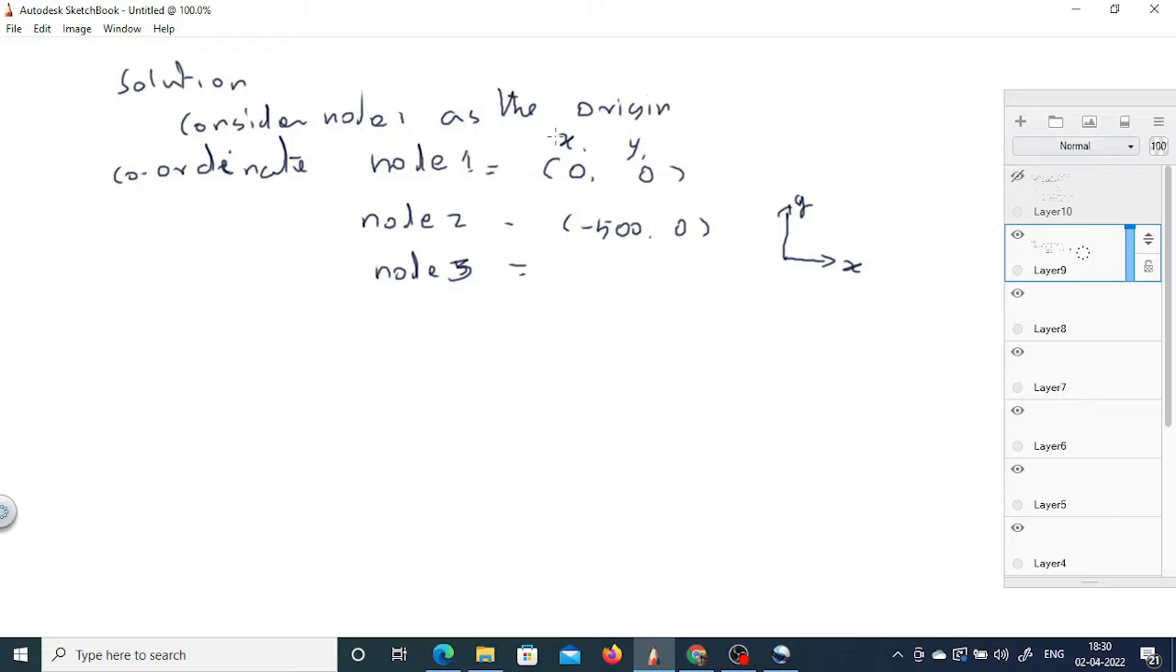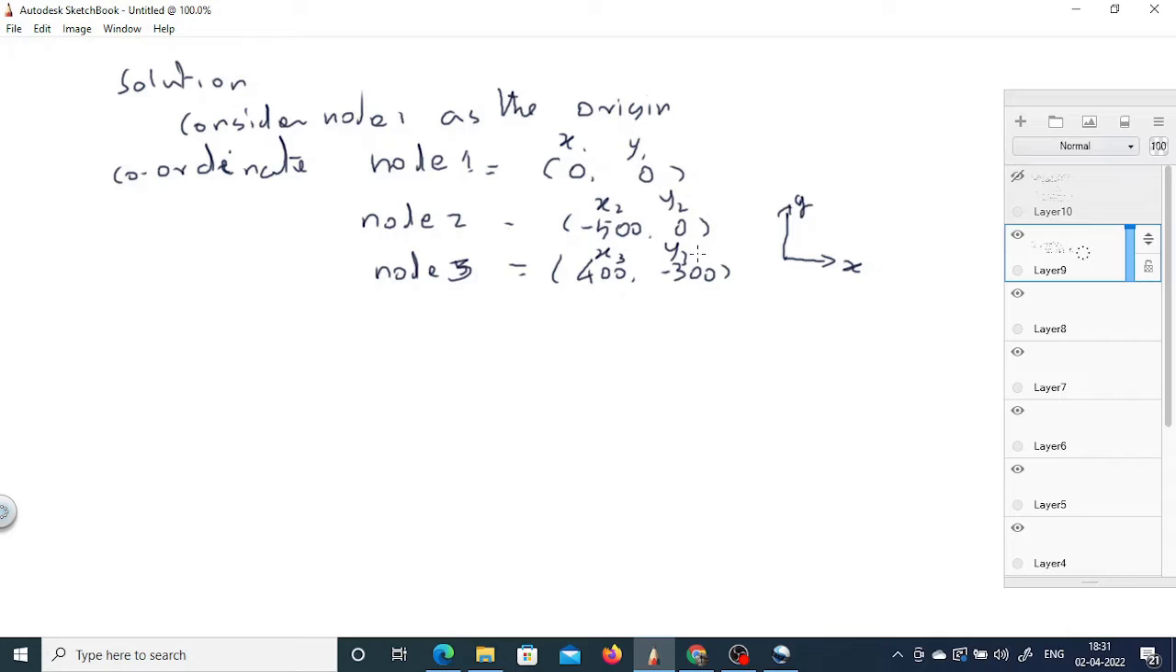Node 3 values can be written as x-axis 400 and y-axis minus 300. So node 2 has x2, y2, and node 3 has x3, y3. Likewise, we can collect the coordinate data for every node, which is the second step. After that, we can move to identify the length of the first element.